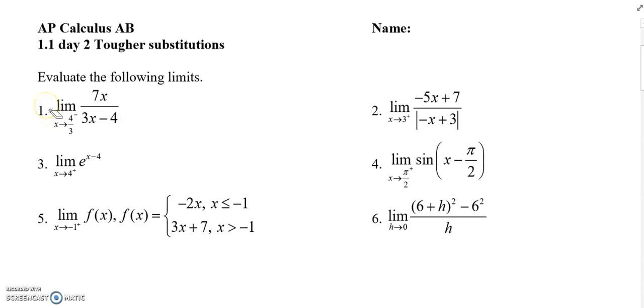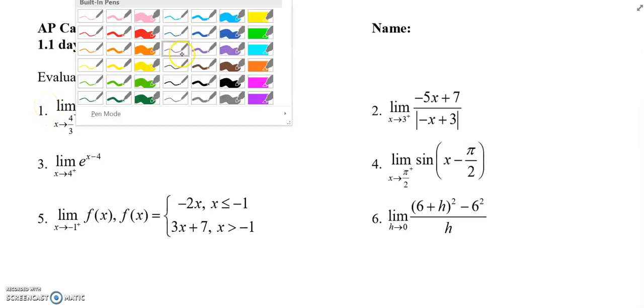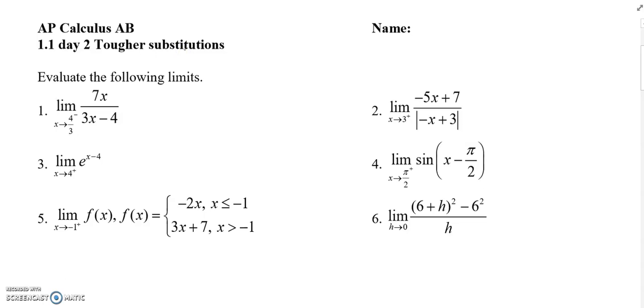If I look at this limit, I am being asked to find the limit as x approaches 4/3 from the left, so a number smaller than 4/3. If I substitute 4/3 in, I'm dividing by 0. I don't have a 0 over 0 situation, but I am dividing by 0, and that lends itself to being something a little special. If I have a constant divided by 0, we tend to look towards infinity.